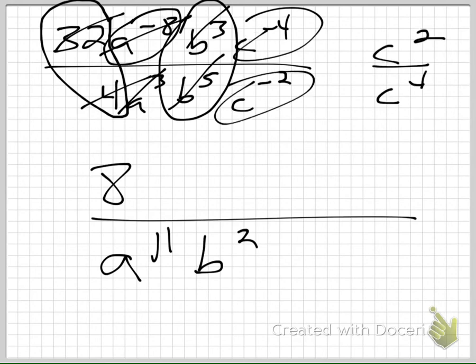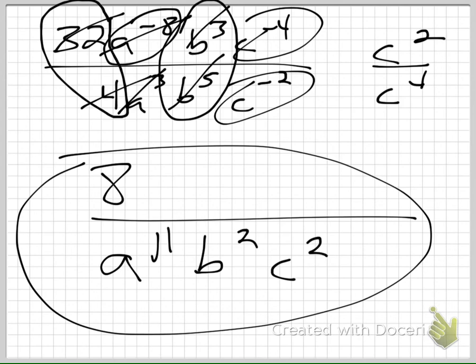And so when I reduce things, what's that going to leave me with? C squared on the bottom. Done. Anybody get that? What did you do wrong?